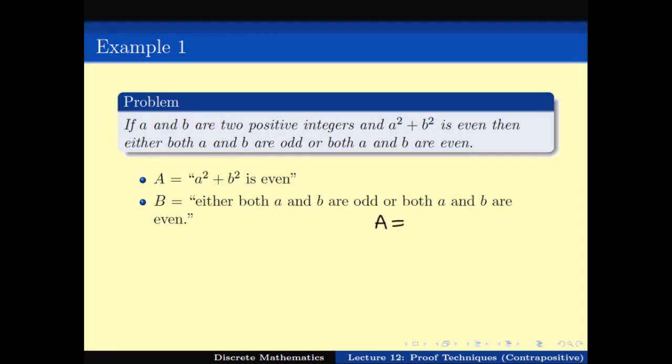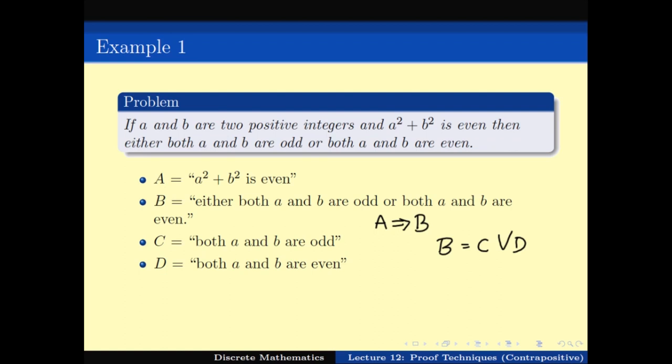Of course, we have to prove A implies B. But then this B can be written as C or D, where C is both A and B are odd, and D is both A and B are even. Thus, if you now apply the contrapositive of this statement, what do we get? We should get not of C and not of D implies not of A. Or in other words, if both A and B are not odd, and both A and B are not even, then A square plus B square is not even.